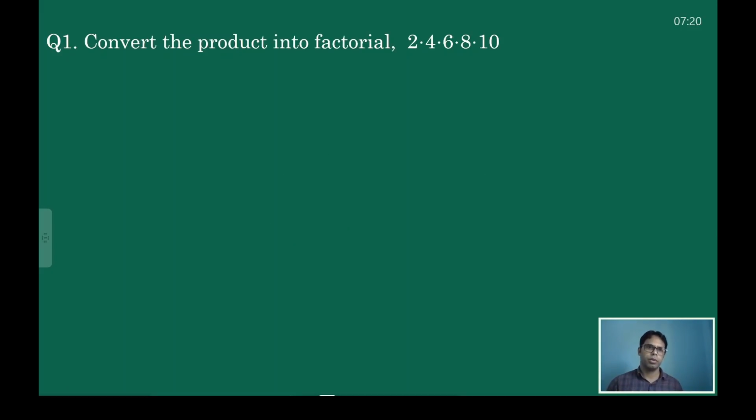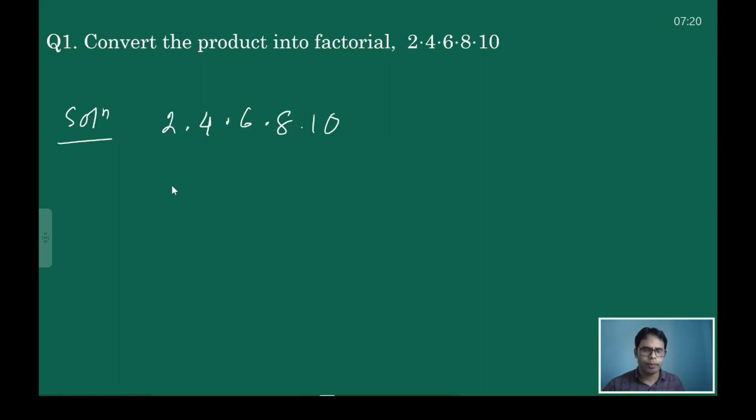So this is our first question. Convert the product into factorial. We are to convert this product in terms of factorial. We start the problem like this. Write the solution. It is a one mark question only, so this is 2 into 4 into 6 into 8 into 10. This is our question.